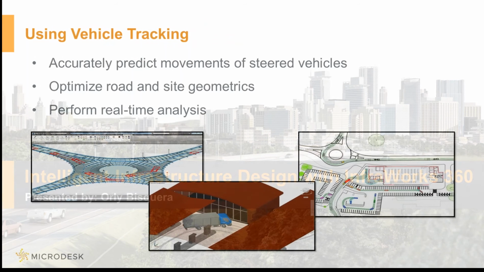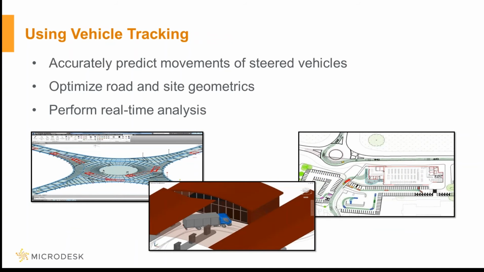Now, vehicle tracking: accurately predicting the movements of steered vehicles, including cars, trucks, service vehicles, and airplanes throughout the design process, optimizing road and site geometrics by helping users quickly evaluate design alternatives. Now, performing real-time analysis to quickly get the information or feedback necessary to make the next design decision, which also includes monitoring compliance to design standards, such as AASHTO.